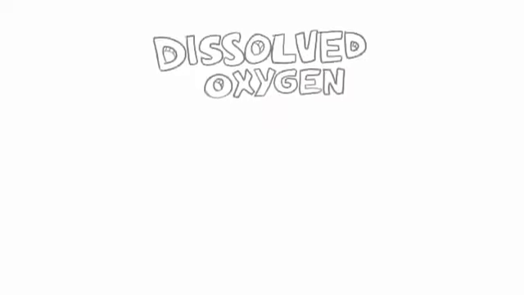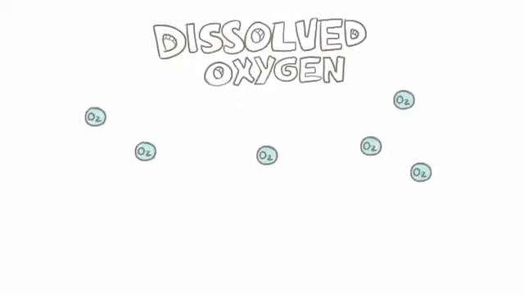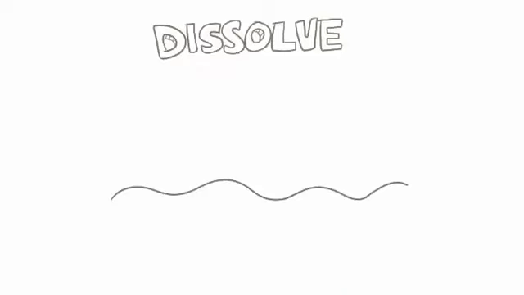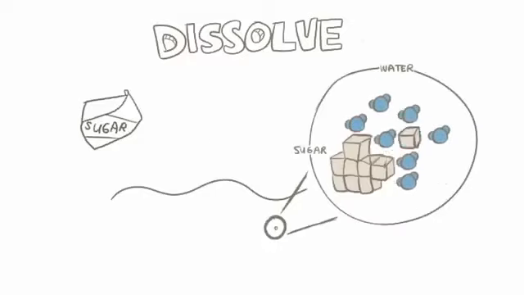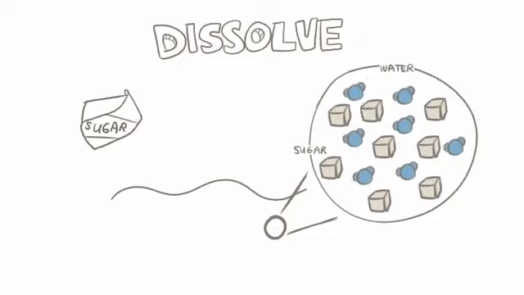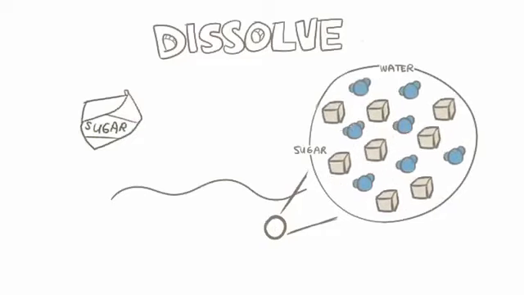Dissolved oxygen is just what it sounds like. It's oxygen that's dissolved in water. What does it mean for something to dissolve? If you've ever mixed sugar and water, you've noticed that the sugar seems to disappear. But what really happens is that the molecules of water mix with and surround the sugar molecules, breaking up the large sugar granules to make a sugar-water mixture.